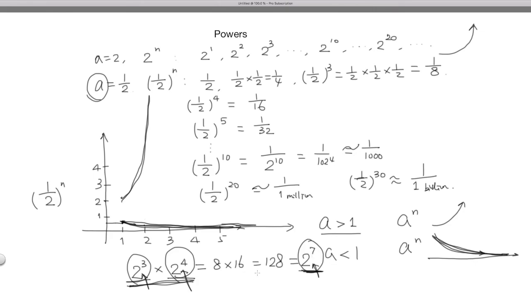In the next lecture, we're going to look at the properties of powers in a much more formal way. And this is the end of this lecture.